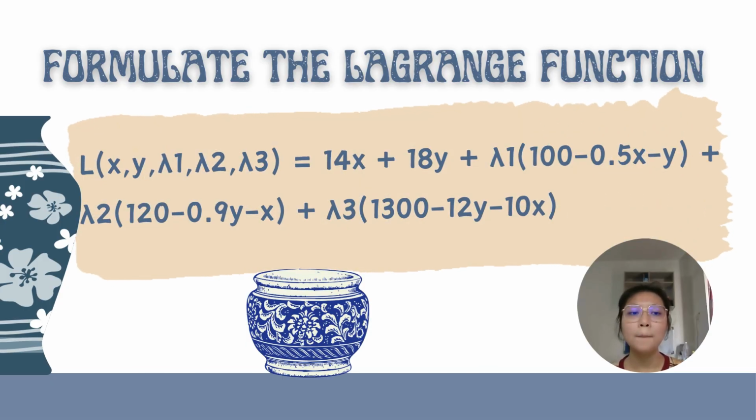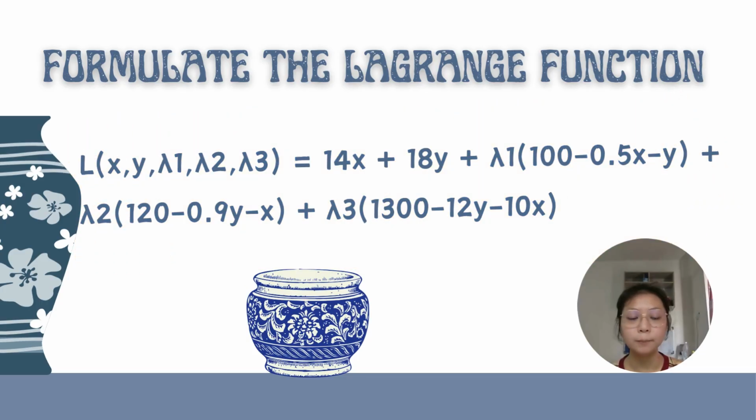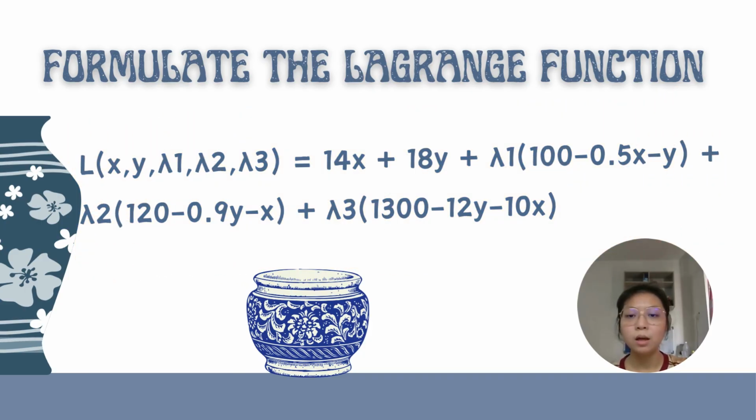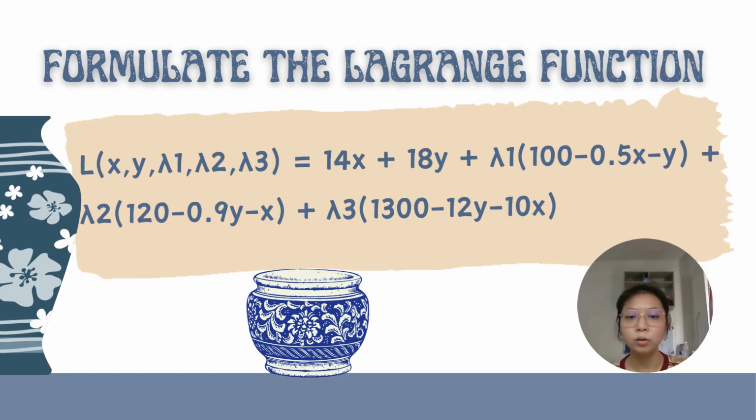Our goal is to maximize the profit function P(x,y) = 14x + 18y, where x and y represent the quantities of two products. However, the constraints limit labor, materials, and machine hours available. We formulate the Lagrange function by combining the objective function and the constraints, introducing multipliers lambda 1, lambda 2, and lambda 3 for each constraint. These multipliers help account for the influence of the constraints on the solution.